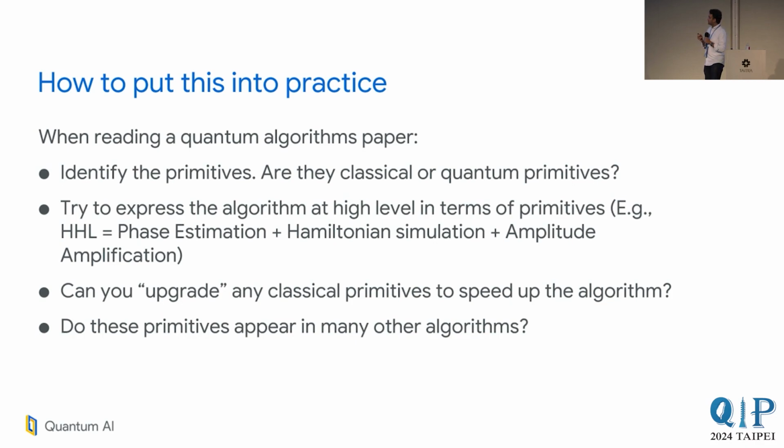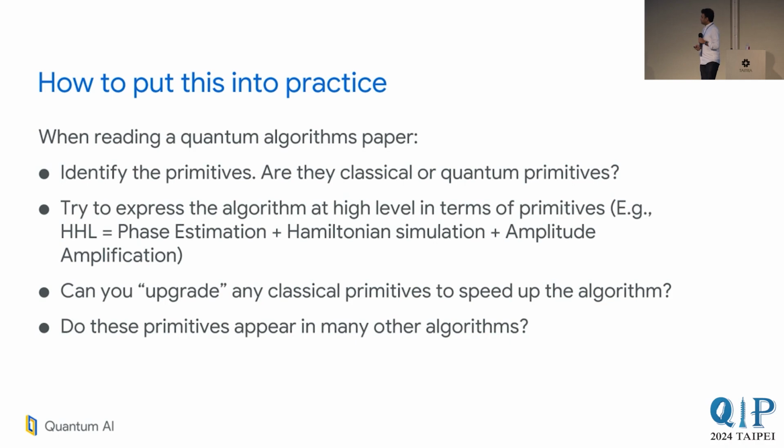So how many primitives were there in this quantum algorithm? What were they? Were they classical? Were they quantum? Try to think about the algorithm as a sum of primitives. Like I described, the HHL algorithm you can think of as a sum of phase estimation, Hamiltonian simulation, and amplitude amplification. If you get better and better at this, you'll start seeing that the landscape of quantum algorithms is not as complicated as it seems. There are only a few primitives, but many quantum algorithms you can build out of them. Try to see if you can upgrade them, that kind of thing. Just try to get comfortable with these.